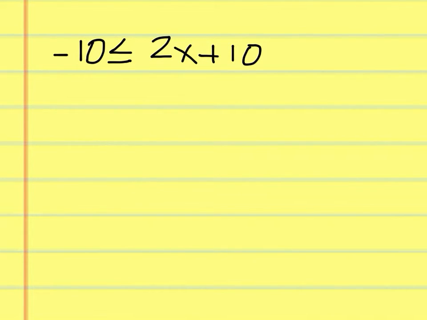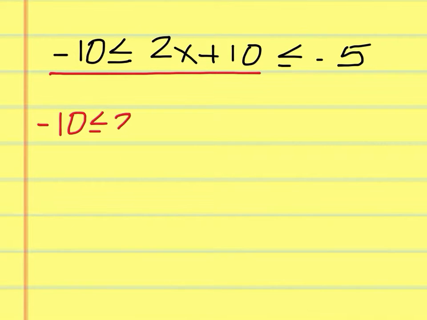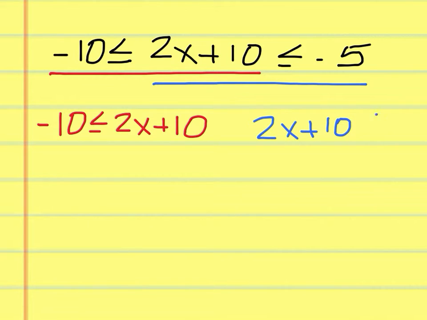This is a different way to solve a compound inequality, and this one is negative 10 less than or equal to 2x plus 10 less than or equal to a negative 5. Another way you can do this is by using this as one inequality, as negative 10 less than or equal to 2x plus 10. And then using this as one inequality, 2x plus 10 less than or equal to a negative 5. And you would solve each of those separately.